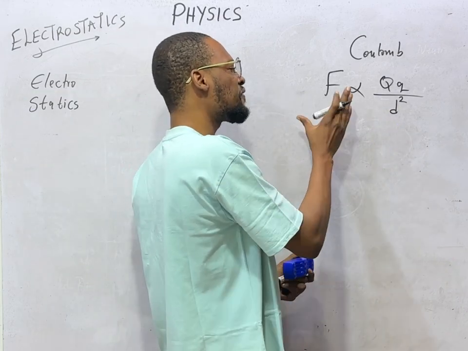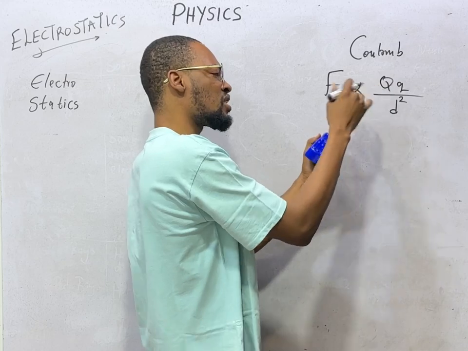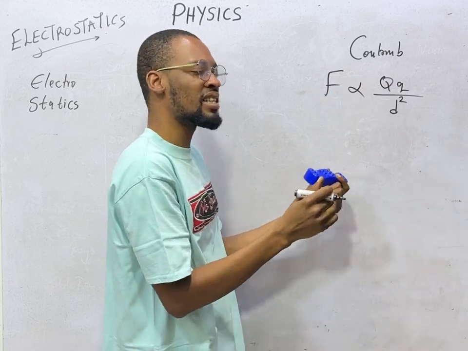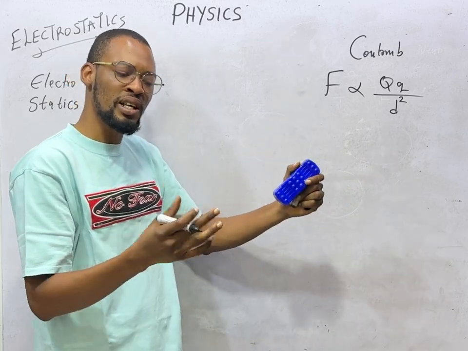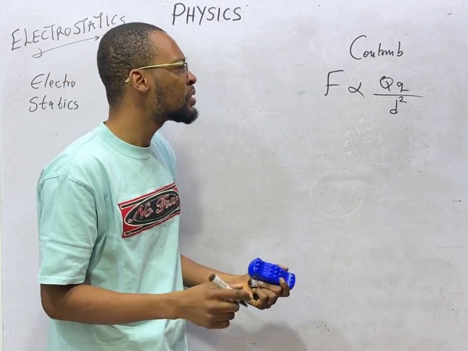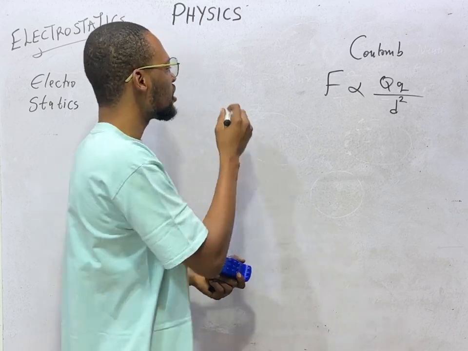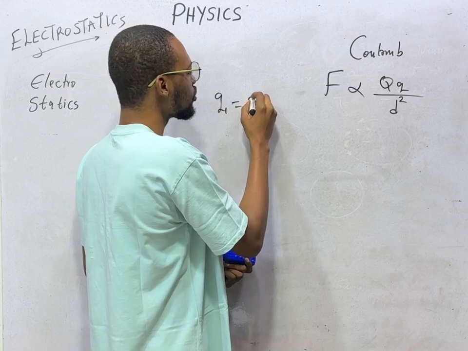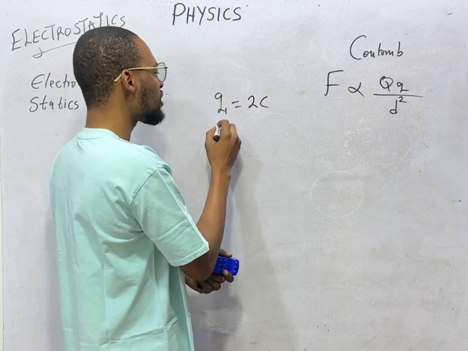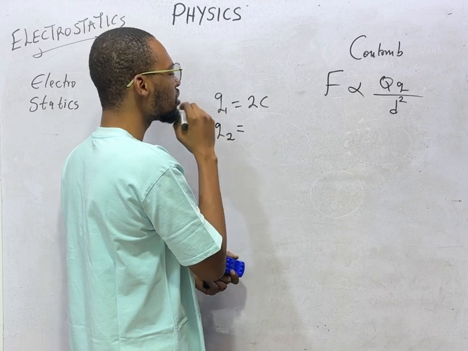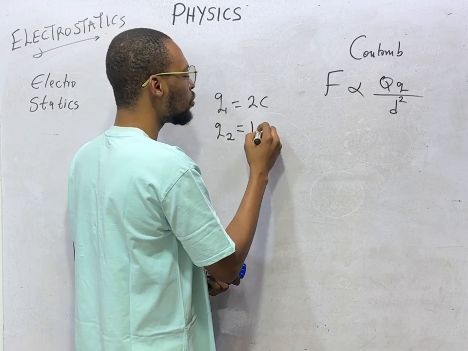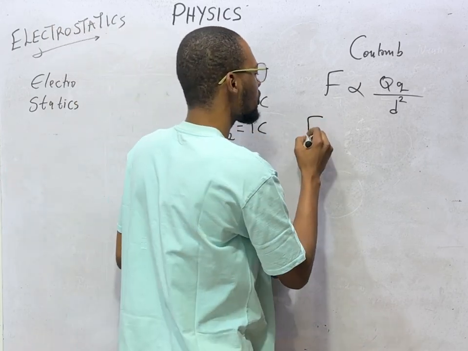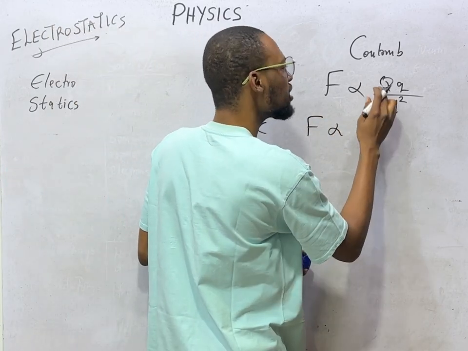This is saying that if you have two charges, the force of attraction or repulsion between them is directly proportional to the product of their charges, which means the charge of the first one times the charge of the second one. Let's put it this way. If you have two point charges, let's say Q1 is 2 Coulomb, and another charge, Q2, is 1 Coulomb.